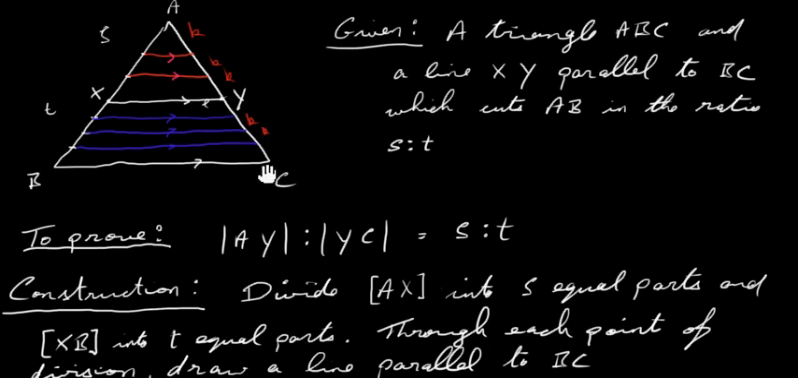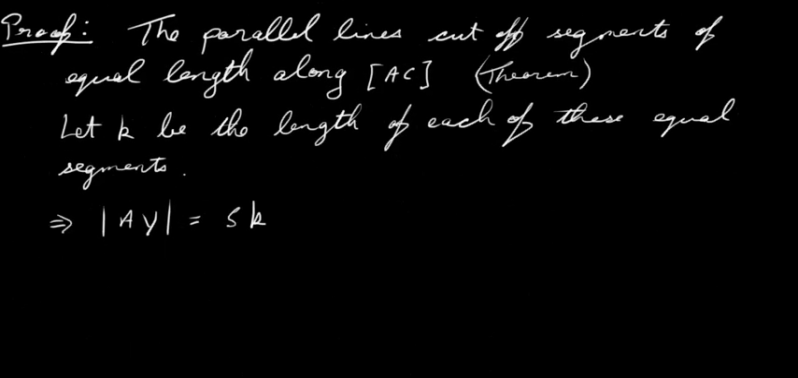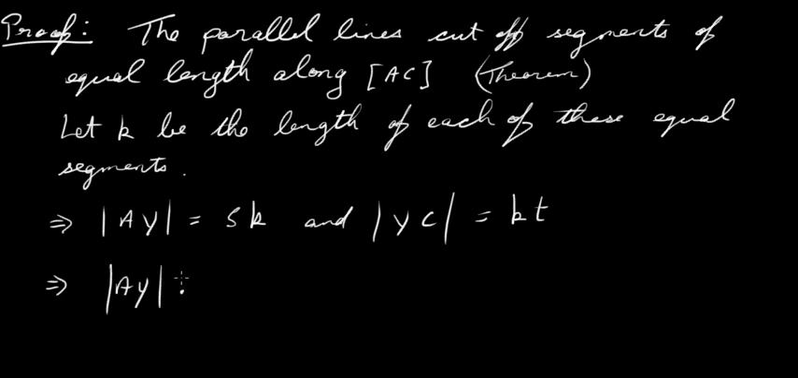The distance from Y to C is going to be K times T, because remember we've divided this distance here and this distance here into T equal segments. So the distance from Y to C is going to be K times T. So we can say then the distance from Y to C is equal to K times T, or T times K.